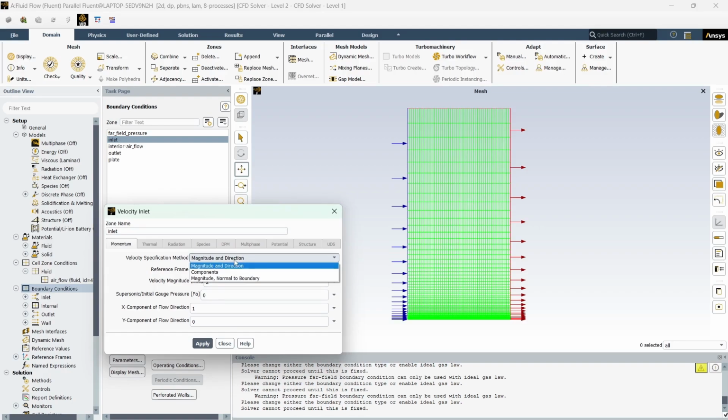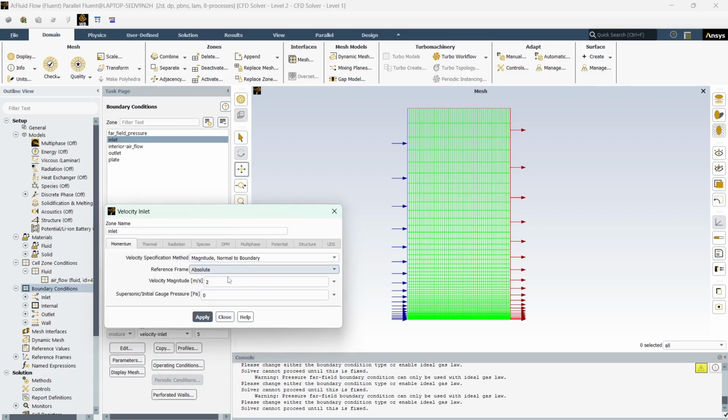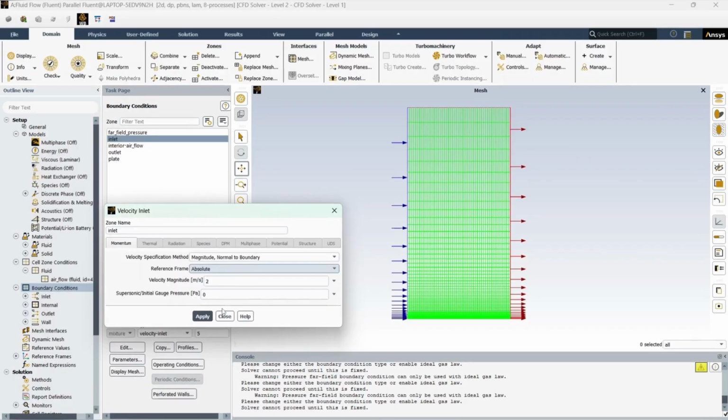Okay, why is it configured like this? Use the magnitude normal to boundary option to ensure the flow enters perpendicular to the inlet. Absolute is selected, meaning the velocity is given relative to the stationary coordinate system. The supersonic initial gauge pressure is set to 0 Pascal, implying no additional pressure is imposed at the inlet beyond the atmospheric or default reference pressure.